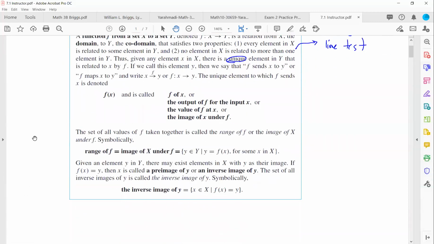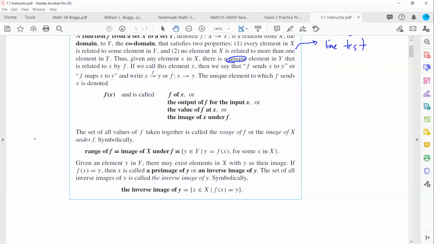The set of all values of f taken together is called the range of f, or the image of X under f. We can write it this way. Range of f is equal to the image of X under f, which is equal to the set of all y values in the codomain such that y is equal to f of x for some x in the domain X.